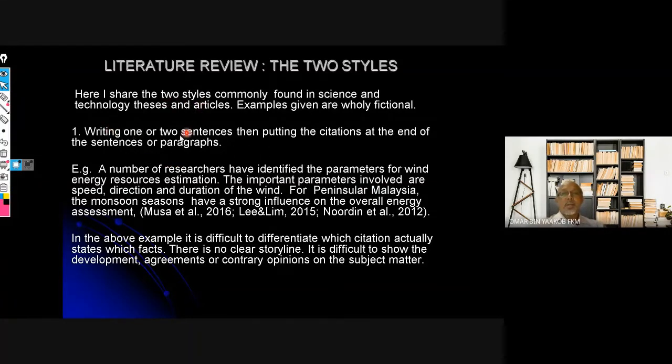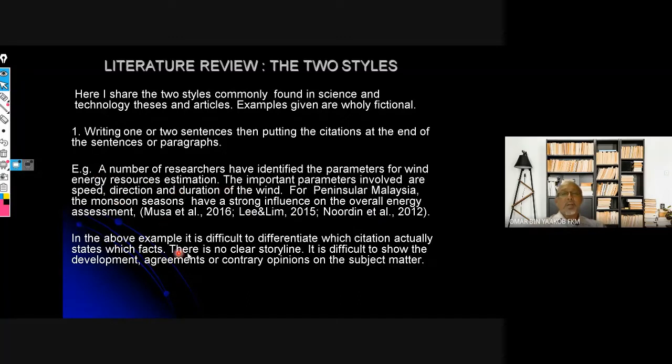There are two ways of writing the citations, or the way they write the literature review, like this one, for example. A number of researchers have identified the parameters for wind energy resources estimation. The important parameters involved are speed, direction, duration of the wind. Yeah. So, as you can realize, they lump all the three citations together with this paragraph.